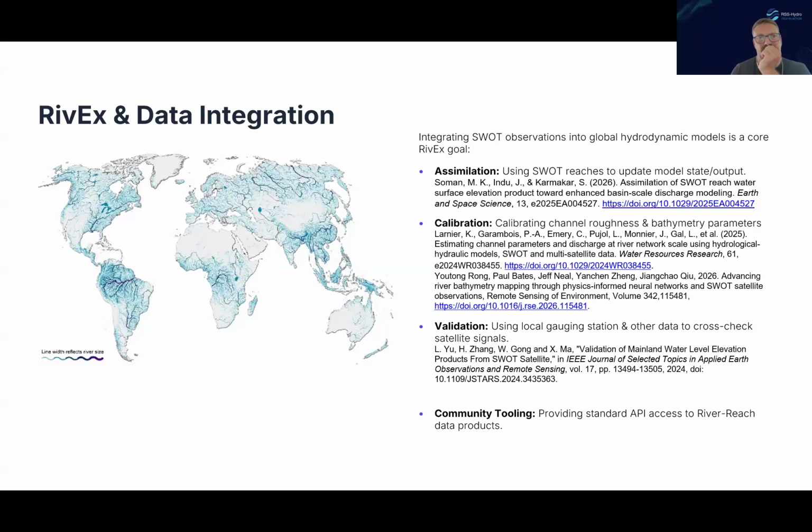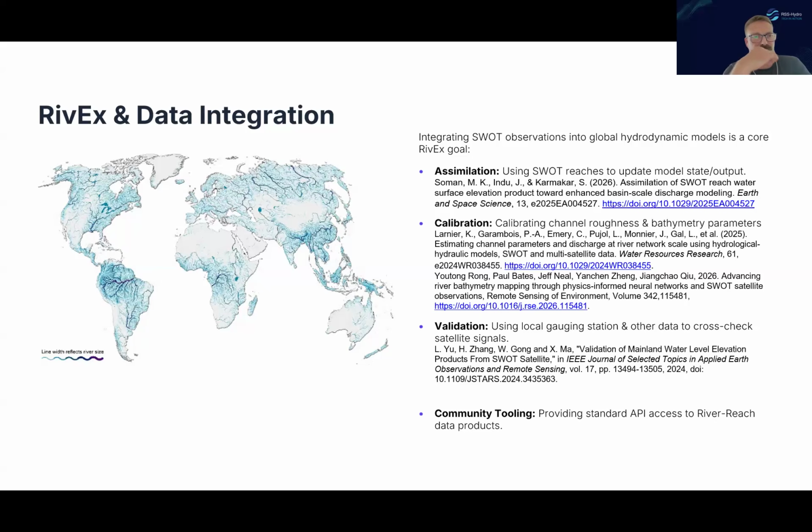And then for validation, using local gauge data and other data to cross-check satellites, like it's always done in remote sensing, there are some things on how to validate with measured water levels, and how to understand the precision and accuracy of SWOT. That's also available very recently, done by some people.